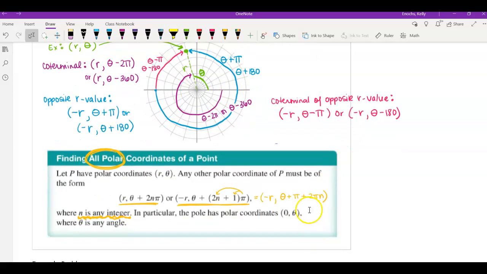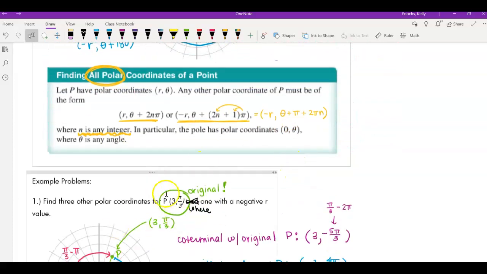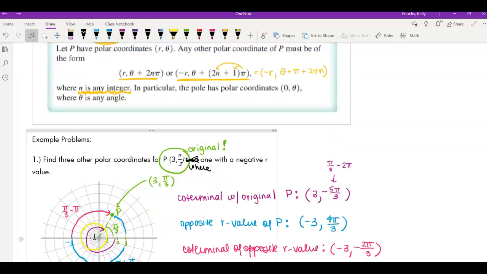Okay. So let's take a look at an example. Let's start with 3 and pi over 3. So if I graph 3 and pi over 3, I went out 3, and then I went up to pi over 3. So that's my original point P. Everybody okay there? All right, now my coterminal would be to go out 3 and then go back around the other way. So I went out 3, and then I went around the other way, which would be negative 5 pi over 3.